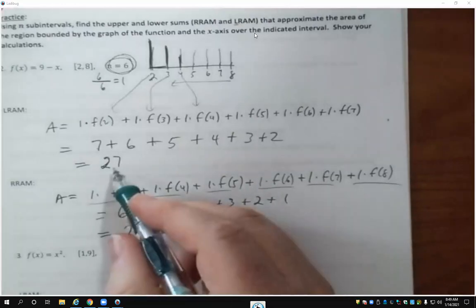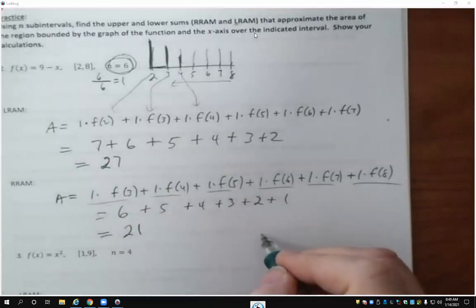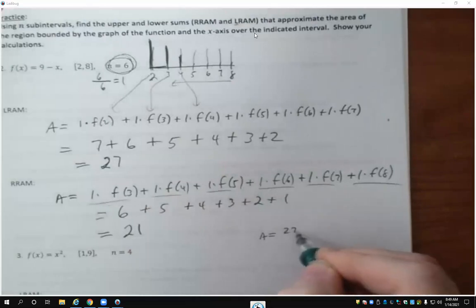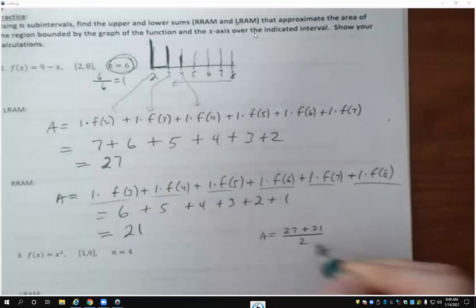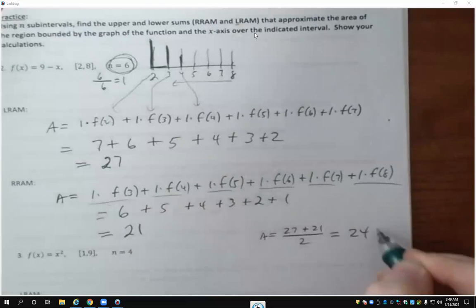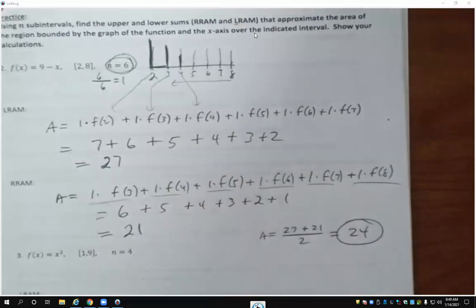And guess what happens when you add these two numbers up and divide by 2? You get 24, which is the exact area. Again, that exact area thing is only going to apply if it's a shape that we already know the area to, if we have a formula. It's not going to apply to something that is curved, which is obviously the next one we're going to do, which is x squared.